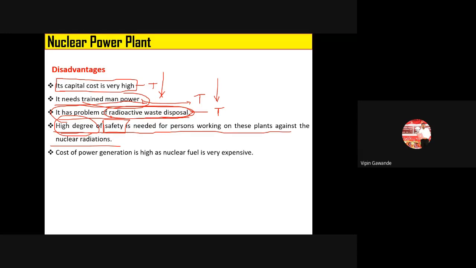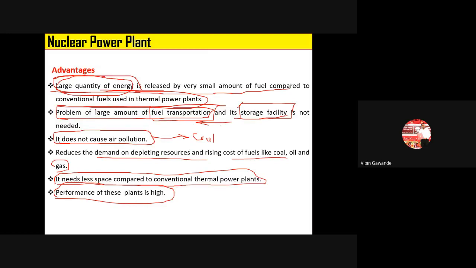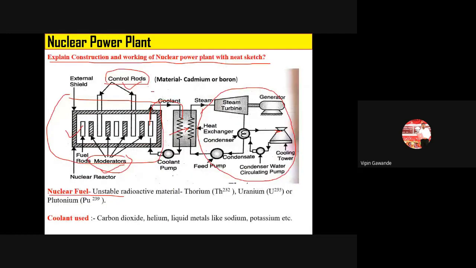Now the cost of power generation we have already seen is very high, as nuclear fuel is very expensive. So the cost of power generation is very high here, as compared to the thermal power plant where coal is cheap. We have seen that coal is cheap, but nuclear fuel is very costly. So these are the advantages and disadvantages of the nuclear power plant. This is the final conclusion of the nuclear power plant.